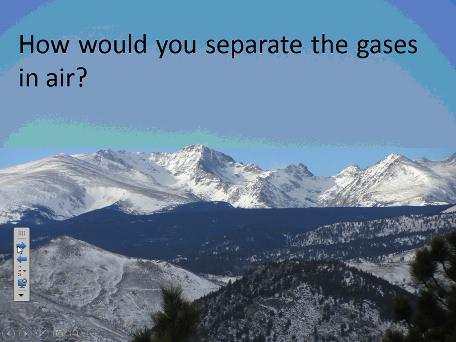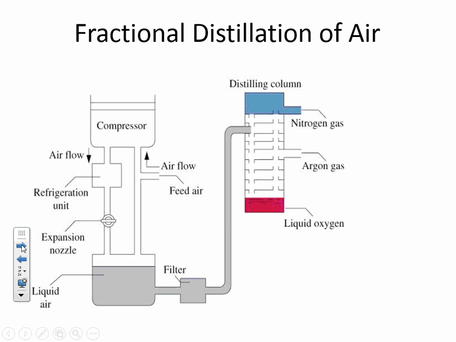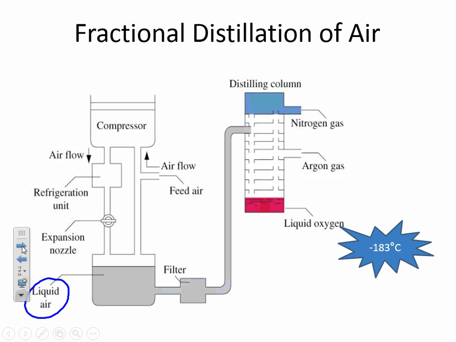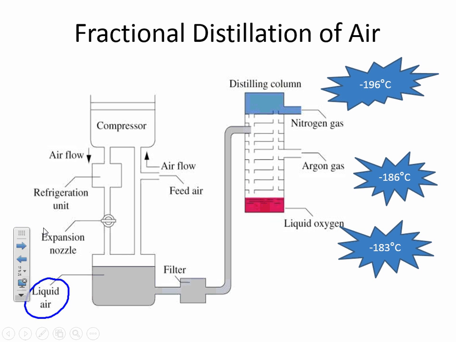How would you separate the gases in a homogeneous mixture of air? What they do is they liquefy it. And by liquefying the air, they cool it down. So notice down at the bottom here, we have liquid air. And then once it's all liquefied, they warm it up. And the first gas that comes off is actually nitrogen, because it boils at the lowest temperature. And then your argon would come off, and then your oxygen would still be in the liquid form if it's at negative 183 degrees Celsius.